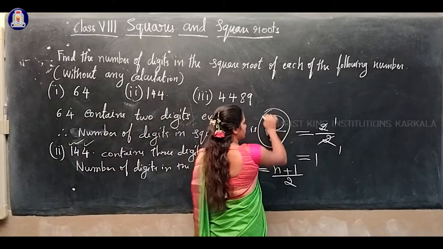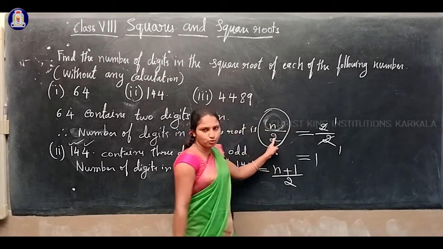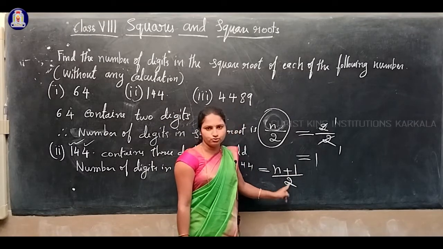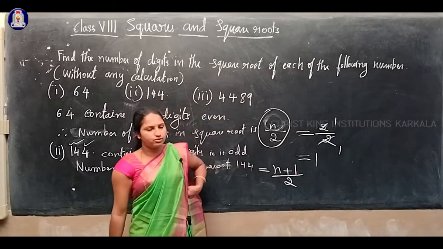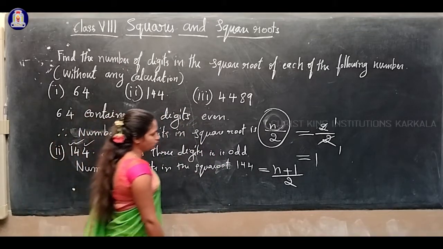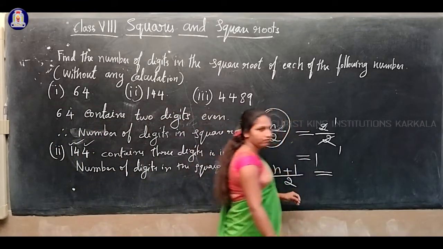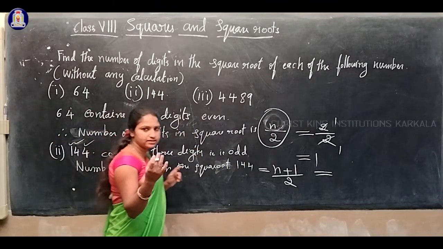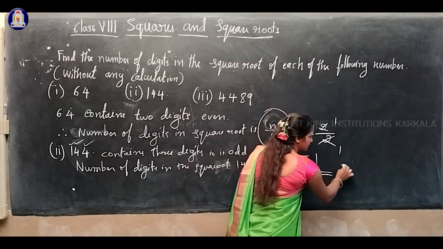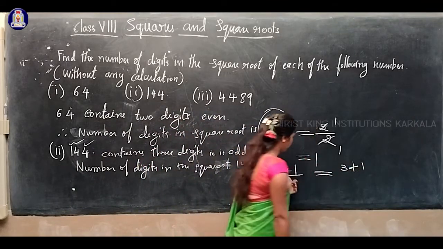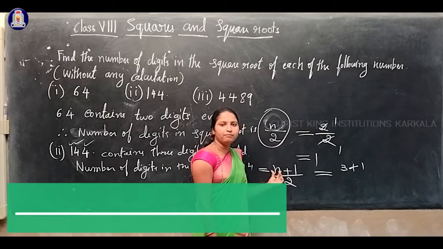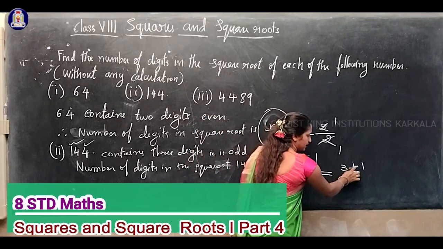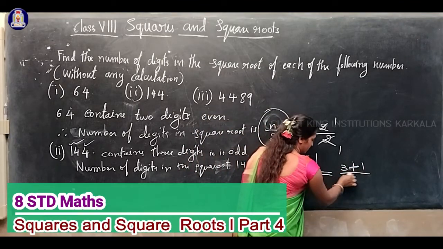If you get an even number of digits, then you would write n by 2. If you get an odd number of digits, then you would write (n plus 1) by 2. Clear? So n means the number of digits. The number of digits in 144 is 3, so you have to write 3 plus 1 by 2. In place of n, you write the number of digits.